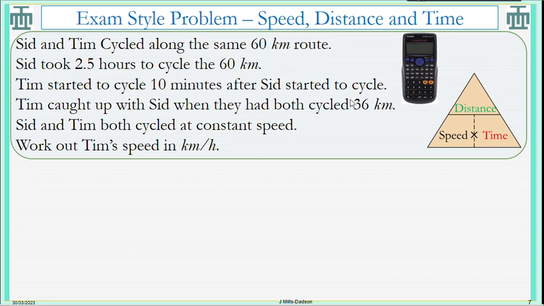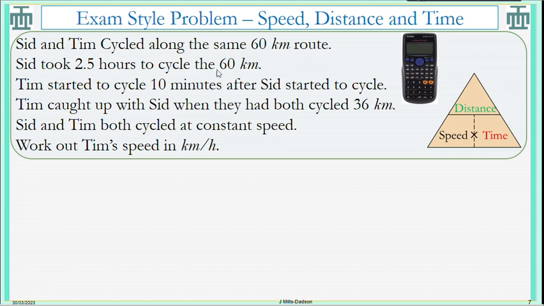The clue is from here. Tim started to cycle 10 minutes after Sid started to cycle. That's an important clue. Also, Tim caught up with Sid when they had both cycled 36 kilometers. And it's also said that Sid and Tim both cycled at a constant speed. Sid and Tim cycled along the same 60-kilometer route. Sid took 2.5 hours to cycle the 60 kilometers.